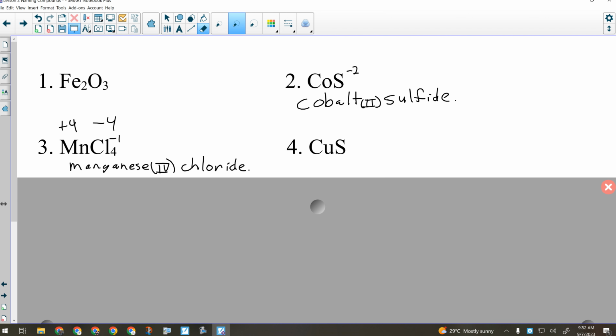Okay? All right, for number 4, we got copper with sulfur. Copper can be a +1 or a +2. Since it's with sulfur that has a -2 charge, this must be copper 2. Okay? Questions on those so far? All right.